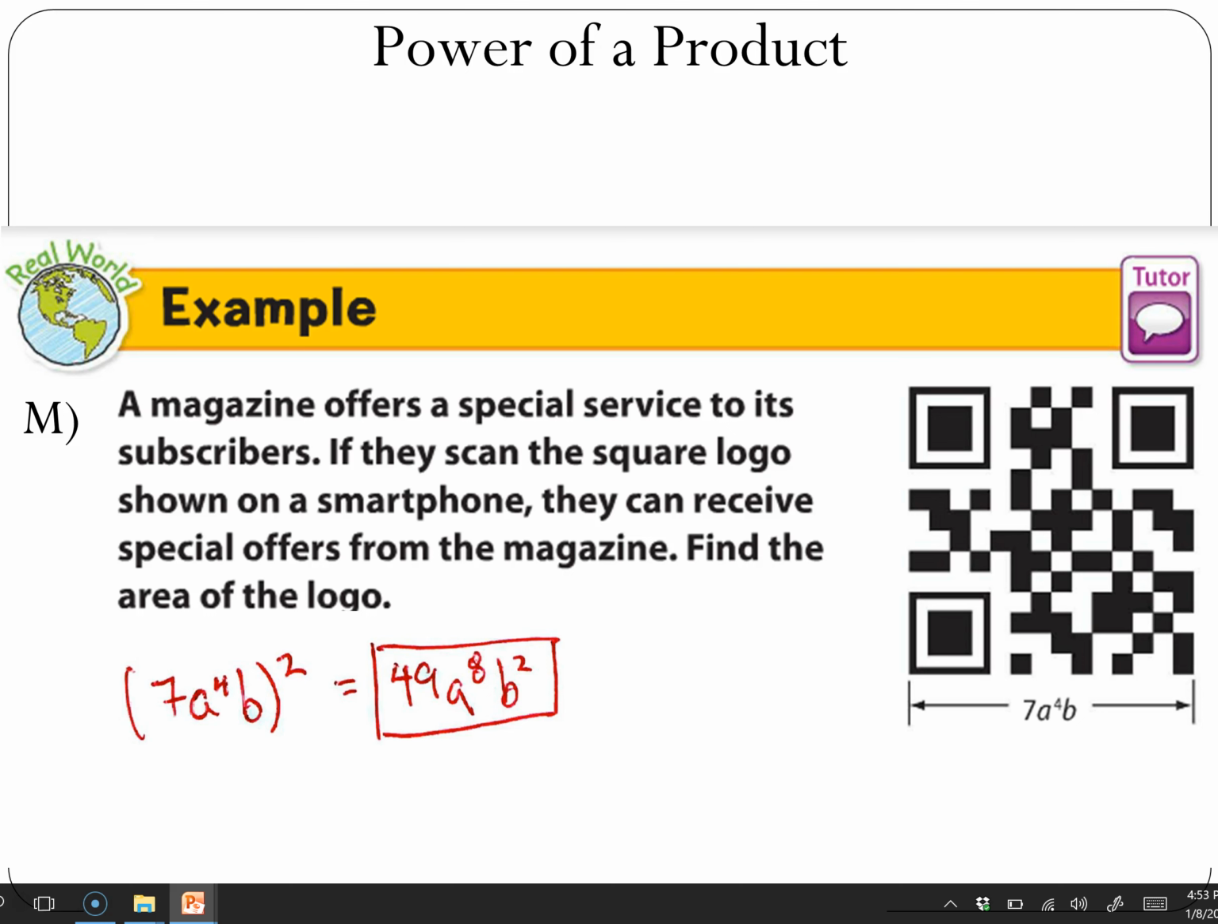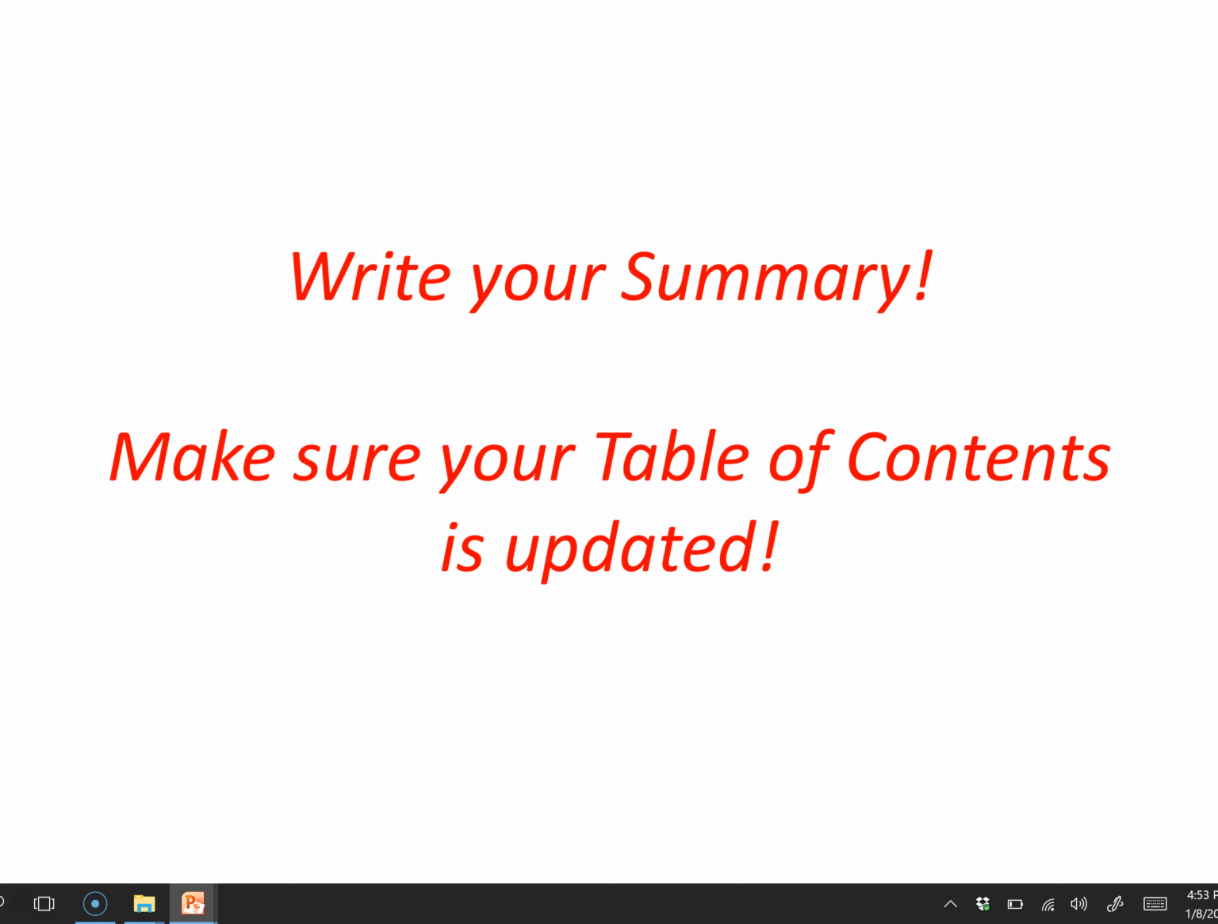All right. So if you're in Avid or my classes, you're writing your summary and making sure that your table of contents is updated. If you are viewing this via the internet for a review, awesome. Have fun. You can write a summary too. If you're keeping up with my notes for chapter 1, then you can write your table of contents too.